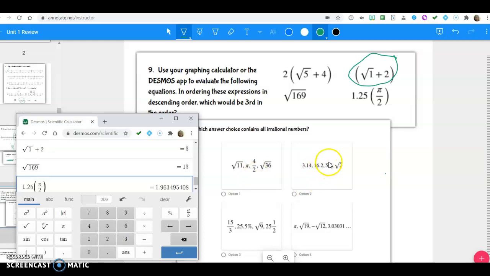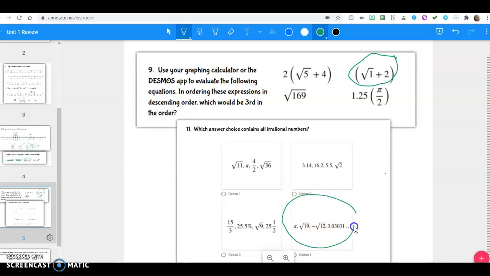Here, all three of these numbers are decimals. I can write these as fractions. The square root of 2 is irrational, but the other three are not. Option 3, 15 divided by 3 is 5. That's automatically wrong. Here, I've got pi, which is an astronomically long number. The square root of 19 is imperfect because it's not a perfect square. Same thing with 12, not a perfect square. And this decimal has numbers that go on and on forever. So this is going to be our answer choice.